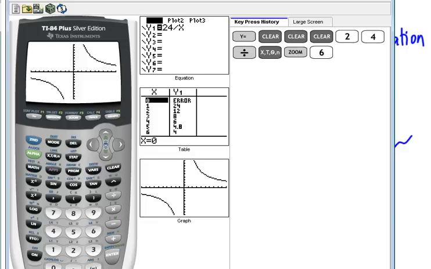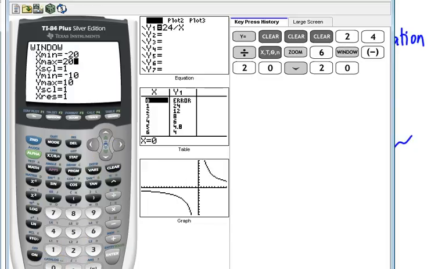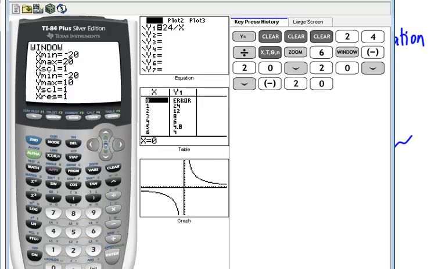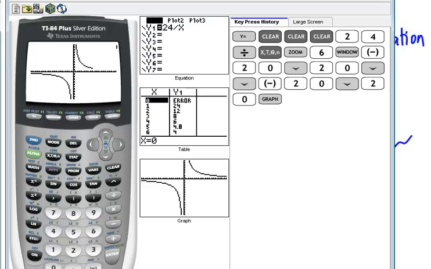Let's make it a little bit bigger. Go to your window and make each of those 20. So we're going to say negative 20 to positive 20. I just want you to get a little bit bigger picture of the graph. And the y minimum to negative 20, and the y maximum to positive 20. Yeah, that's going to give us a better picture.